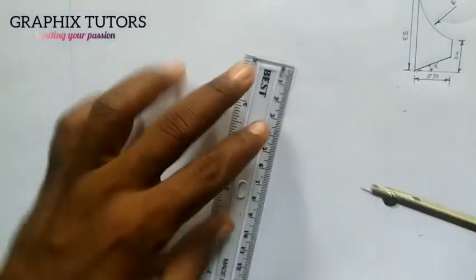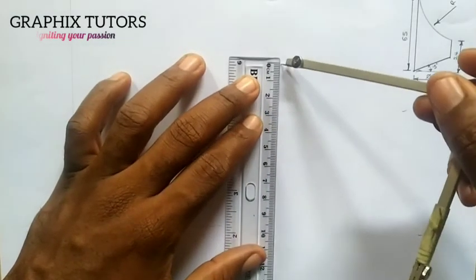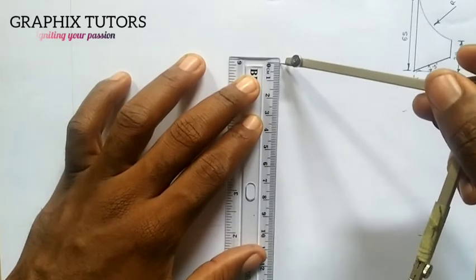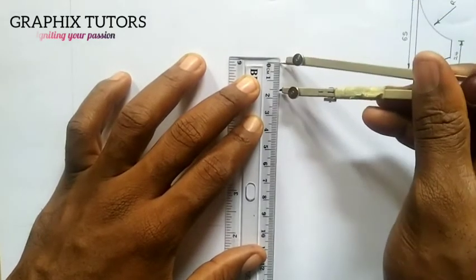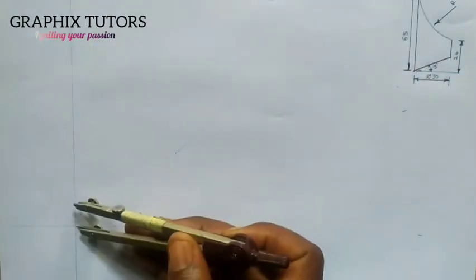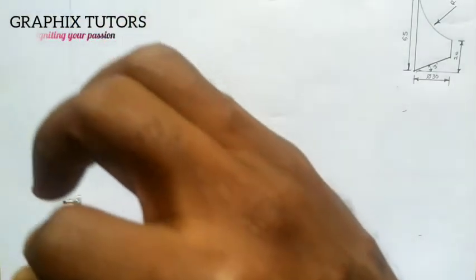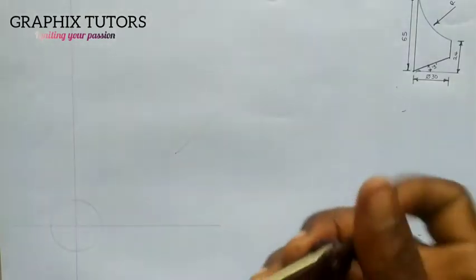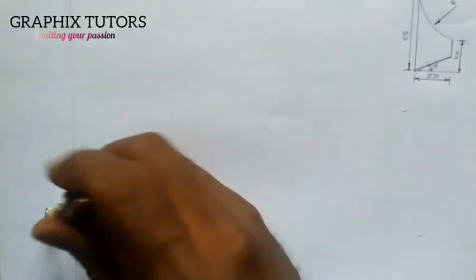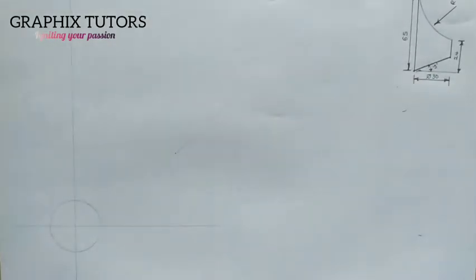Taking my meter rule, measure 15. This is 15 here. Place it at the center of this. Then I'll draw my circle, right? So the circle should be this.